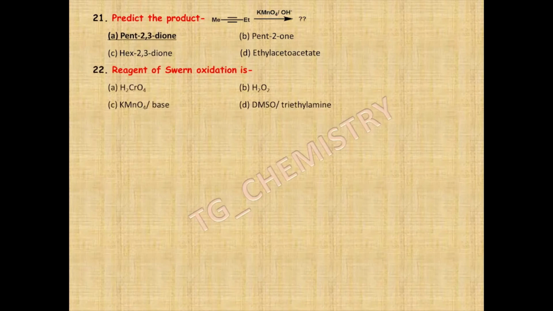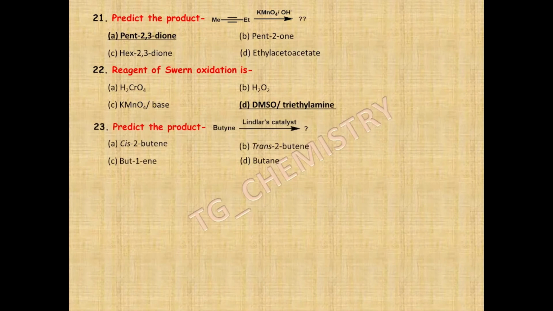The reagent for Swern oxidation. Swern oxidation is a very important tool for oxidation reaction, and what are the reagents that are used in the Swern oxidation reactions? Options are A H2CrO4 chromic acid, H2O2 hydrogen peroxide, KMnO4 and base combination, and option D DMSO and triethylamine. Now the right answer is option D DMSO and triethylamine.